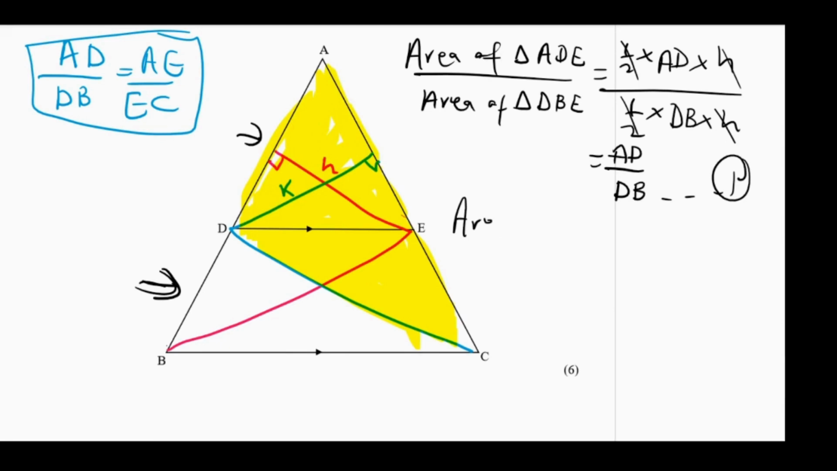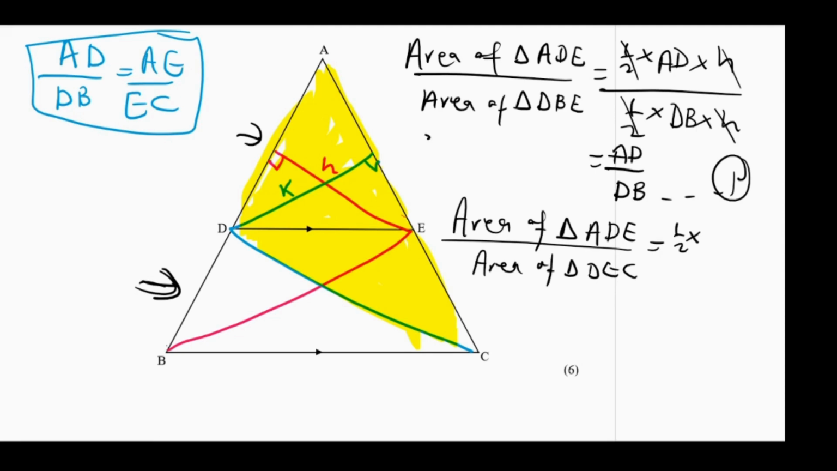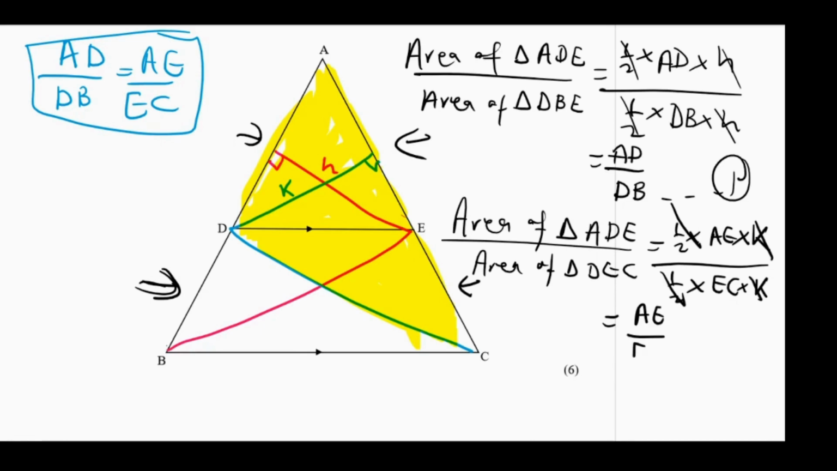We're going to say the area of triangle ADE over the area of triangle DEC equals, so what's the area at the top? It's half multiplied by the base, this side AE, multiplied by the perpendicular height, which is K, divided by half multiplied by the base EC, multiplied by our perpendicular height, which is K. So this goes away, and you remain with AE over EC. So this is number 2.